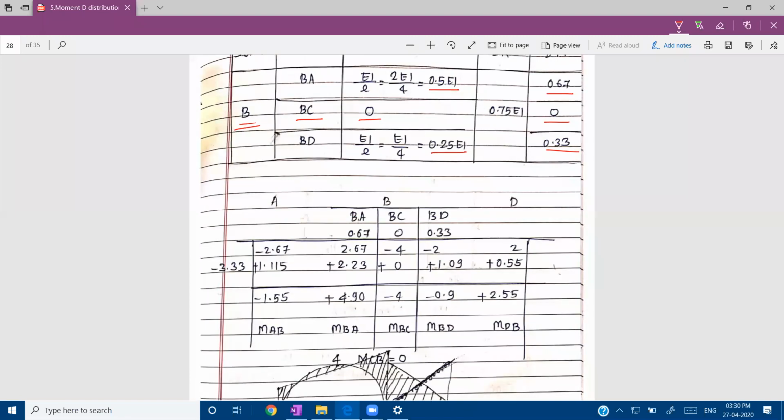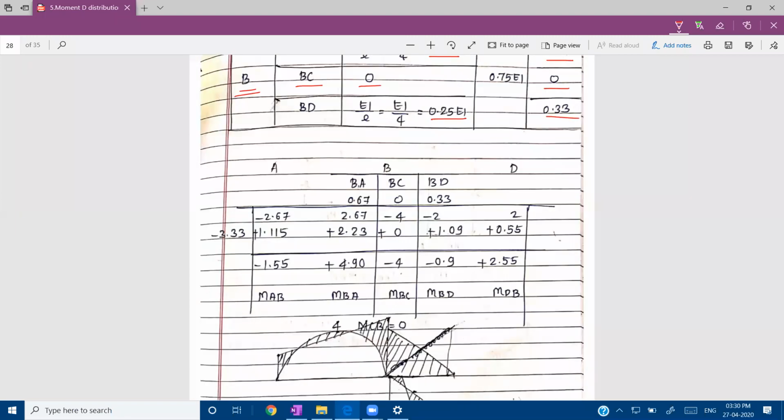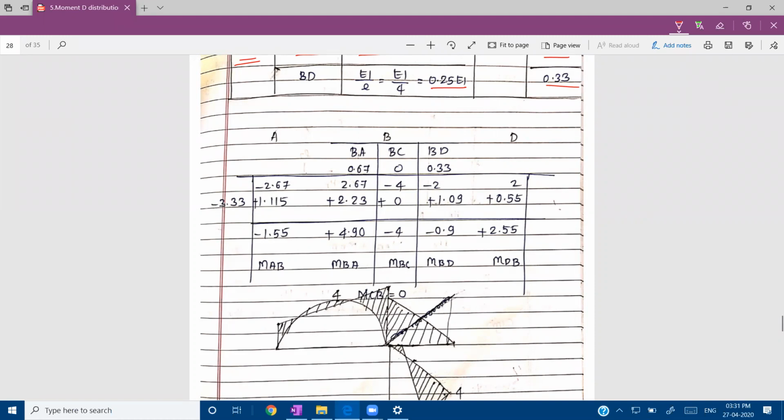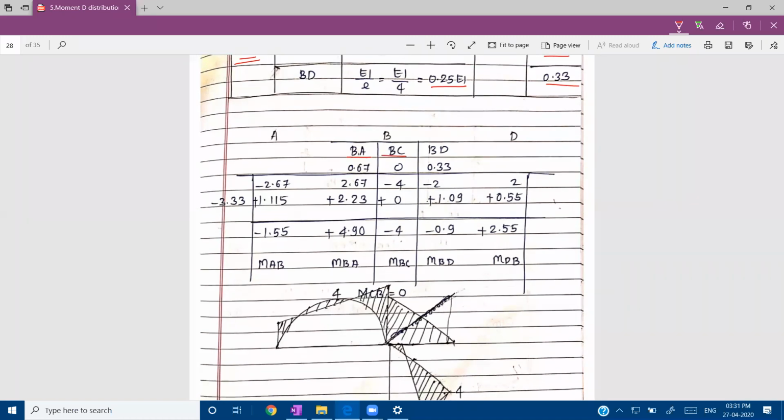Now next, in the previous problem you have seen that at support B we wrote the column member at the center, but in case of overhang, remember you have to write the overhanging span at the center. That means at B there will be three members: first BA, second BC, third BD. BA and BD are complete spans, whereas BC is the overhanging span. DF for BA is 0.67, for BC is 0, for BD 0.33. So this is DF, and these are your FEMs.